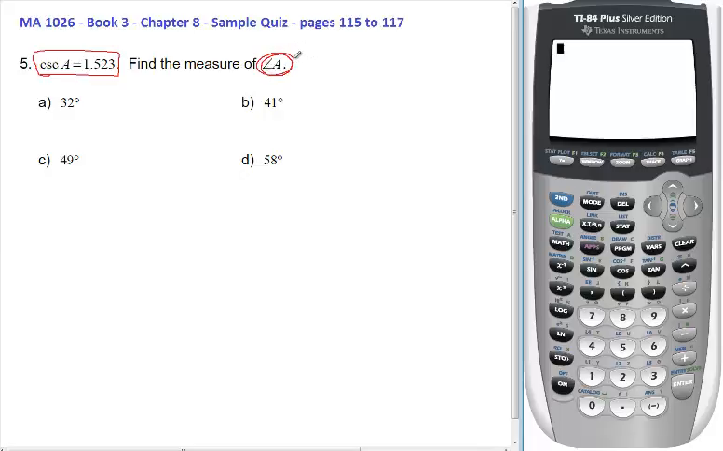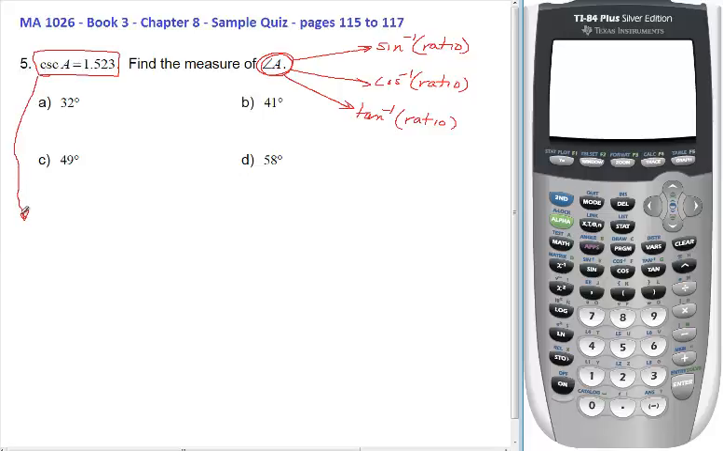Now, to find the measure of an angle using trig, we have to use one of these 3 buttons. We have to use either the inverse sine of whatever the ratio is, or the inverse cos of whatever that ratio is, or inverse tan, because they're called the primary ratios. We're given what's called a secondary or reciprocal. So when you have cosecant A is equal to 1.523, you can't put that in on your calculator. There is no cosecant button.